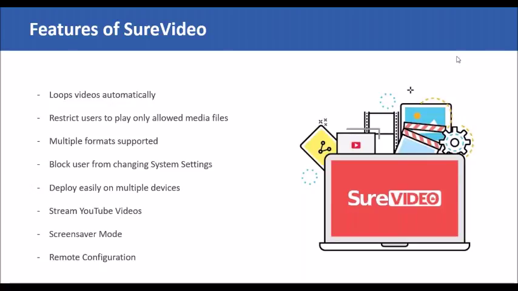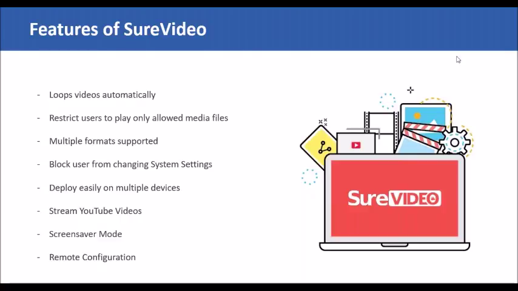It loops videos, images, and any media content automatically. It keeps on looping until you want to stop it, or until the time you schedule it to stop. Once you enable SureVideo on a particular tablet or smartphone and allow certain videos to play, the users will not be able to do anything else on the device apart from playing those media files. So it basically locks down the user and turns the device into a purpose-specific device to play those desired videos. It supports multiple formats.